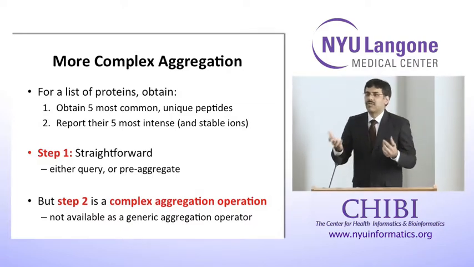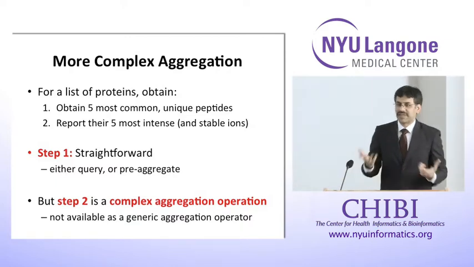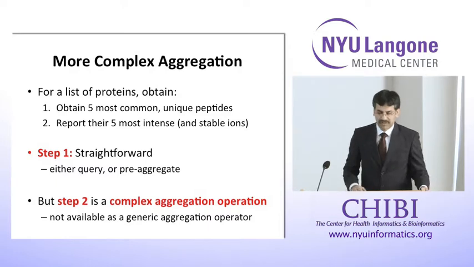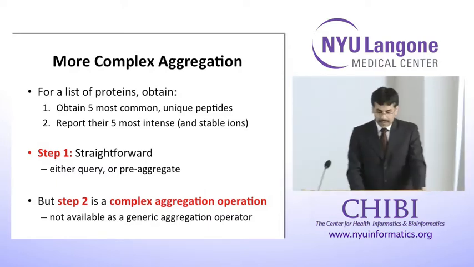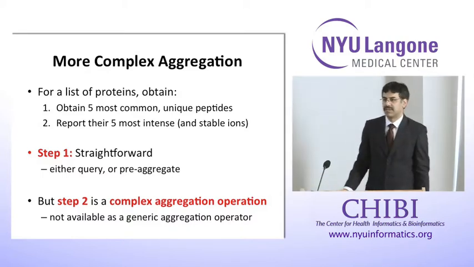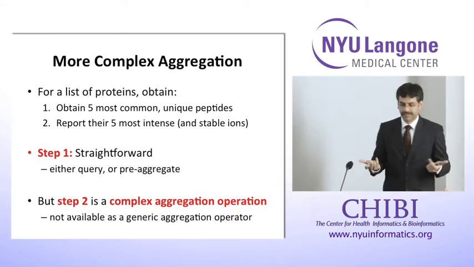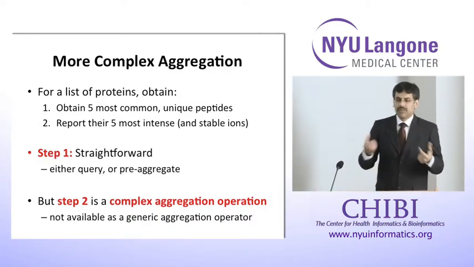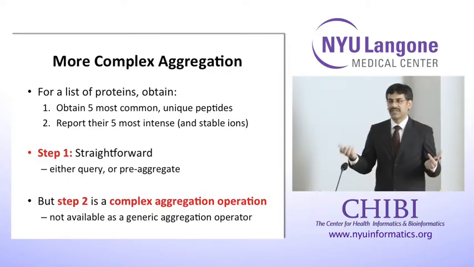So let's see how we would use our database or this archive of previously collected data to get some sense of which peptides and fragments to follow. Okay, so for a given list of proteins that we are interested in, we first obtain 5 most common unique peptides. Okay, that's our first step. We want unique peptides and most commonly observed peptides for those proteins. For each of those peptides, report 5 most intense and most stable fragment ions. Okay, so that's the second step.